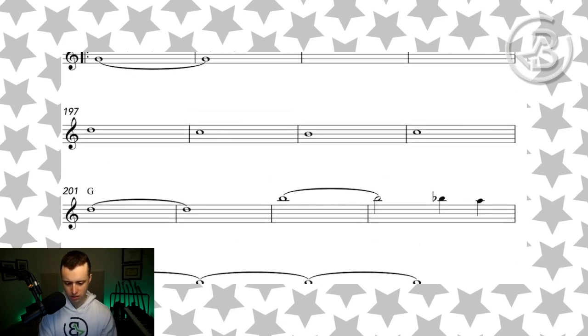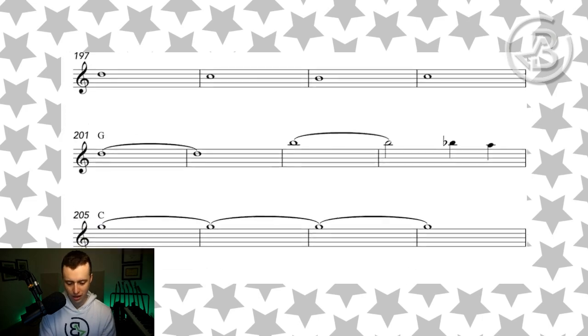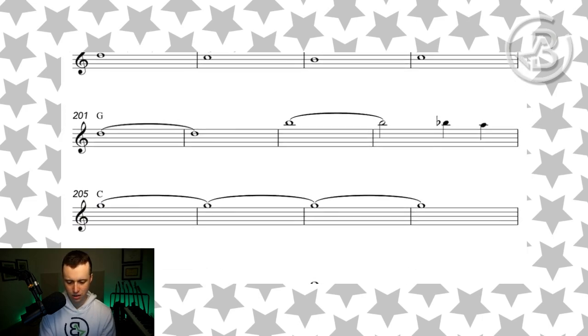193. Ooh, this is a long song. 193 is 4. I think almost the entire song is in here. One thing to watch out for here in measure 204, look out for that B flat. Considering we're in the key of C, that's going to be a flat 7.